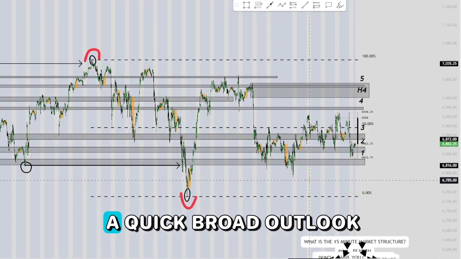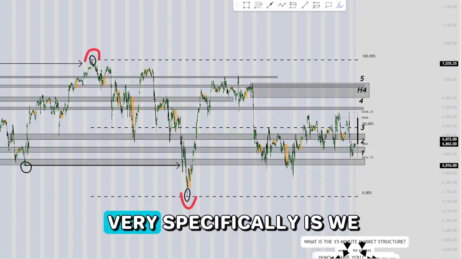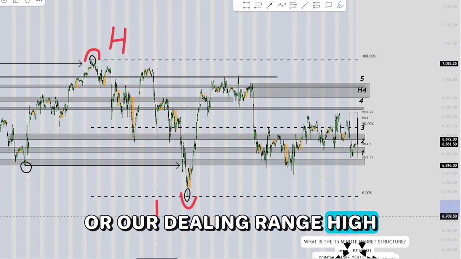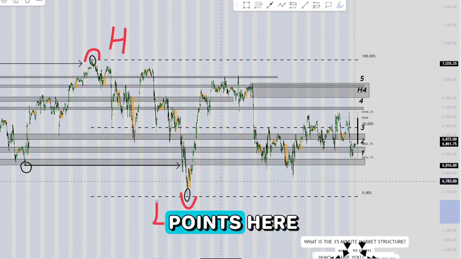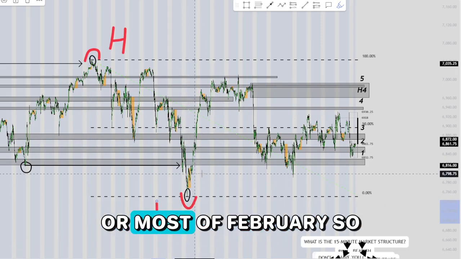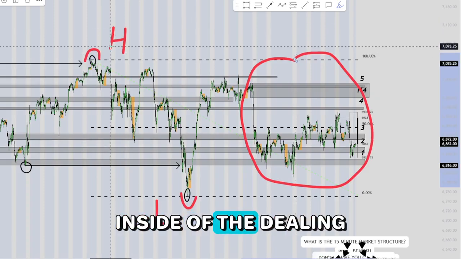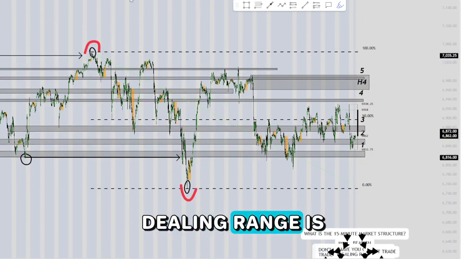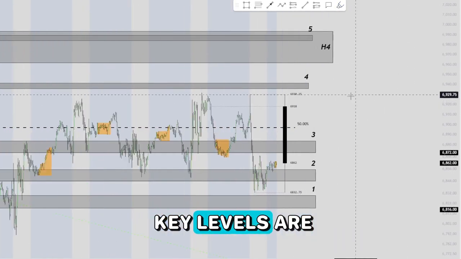Just taking a quick broad outlook at what's going on here, what we can see very specifically is we have our dealing range high and our dealing range low. I've had these structural points for basically most of February. All of what we see here is inside of the dealing range high and dealing range low, so it's important to know where your dealing range is. From the dealing range, we can begin to dissect where our key levels are.